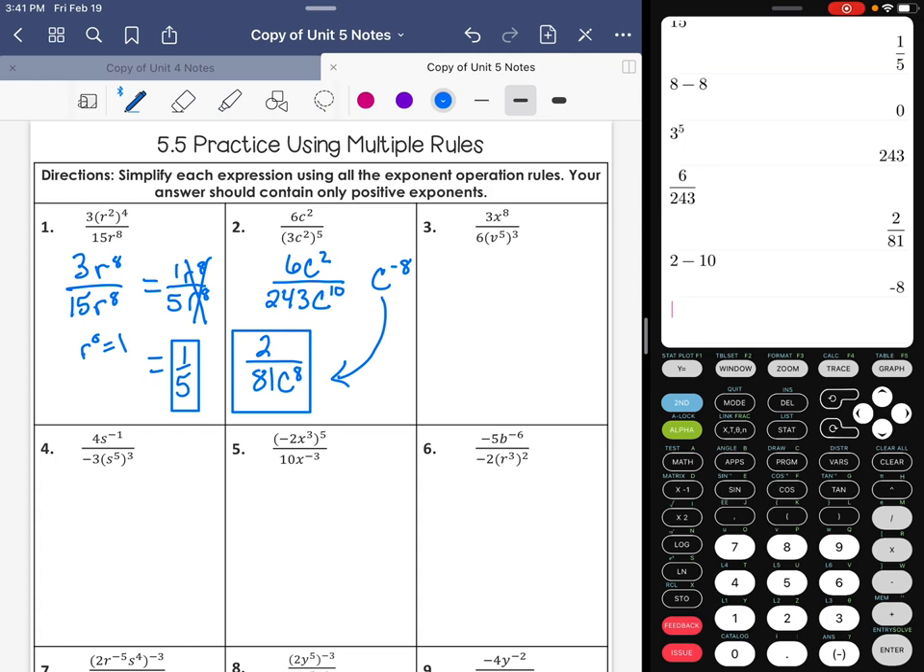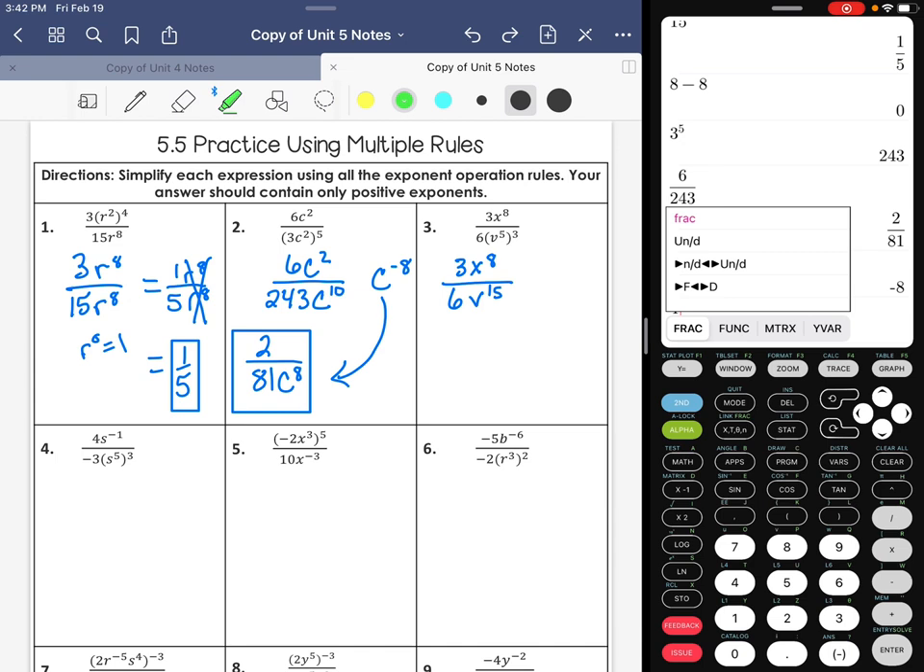All right, for number 3, again, the only thing I have to raise to the power of 3 is the v to the 5th. So the numerator stays the same, the 6 stays the same, and then I'm going to have v to the 15th. Remember, order of operations says we've got to do the parentheses first, so that's why I did that first. Then I'm going to focus in on this fraction. So now I'm going to put 3 over 6 in my calculator and see if that simplifies, which it does.